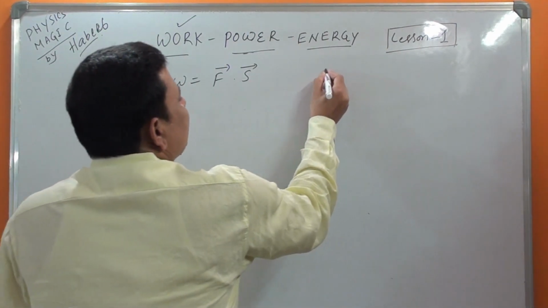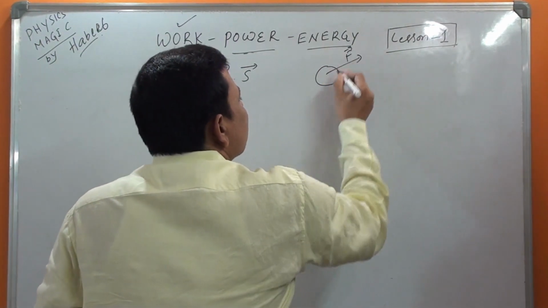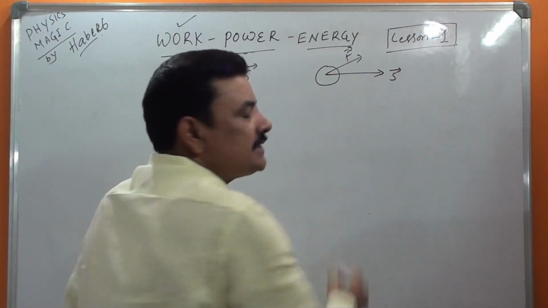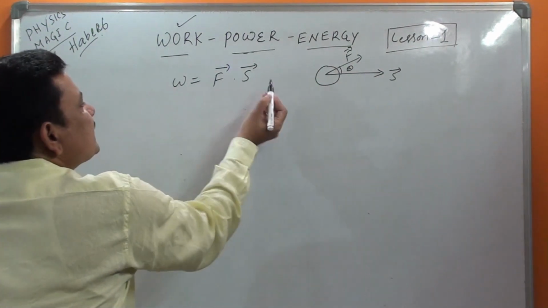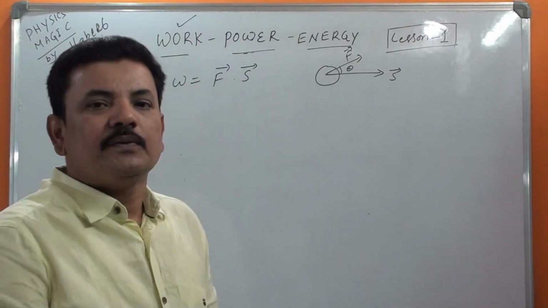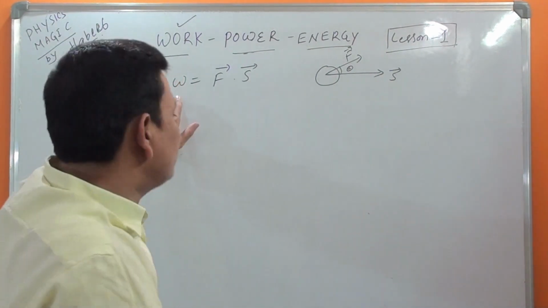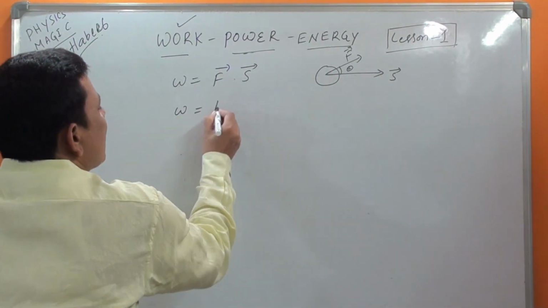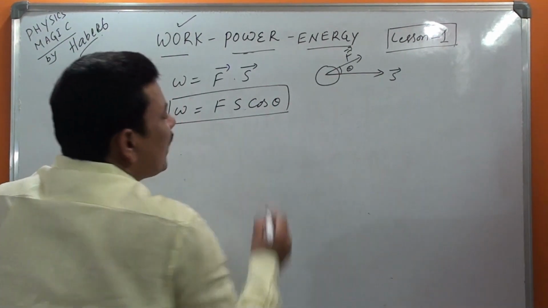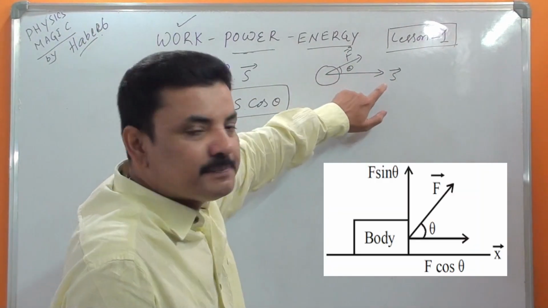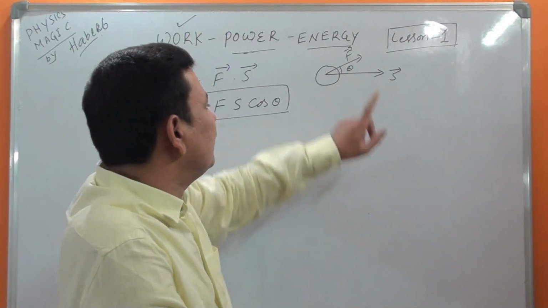Say for example, here is a body. You are applying force in this direction, because of which the body is displacing in this direction, and theta is the angle between them. Then the dot product of these two physical quantities, force vector and displacement vector, we call W, that is work. Work can be written as F S cos theta, where theta is the angle between the force vector and the displacement vector. This is a basic and very important point you have to remember.